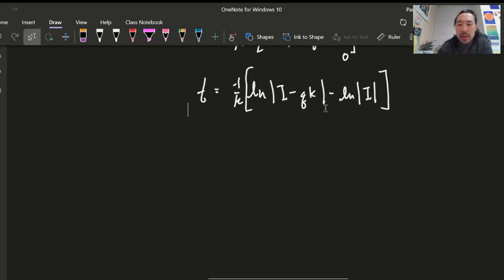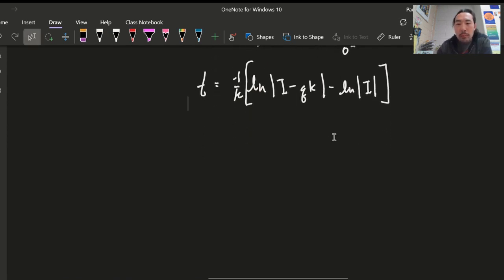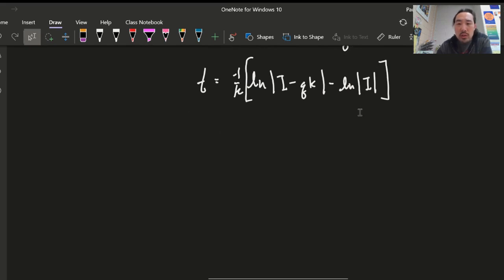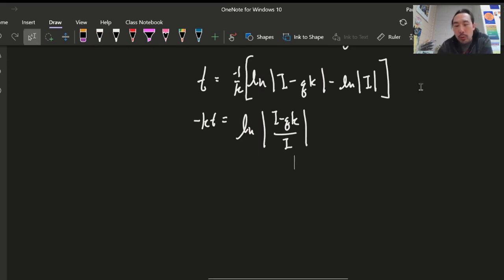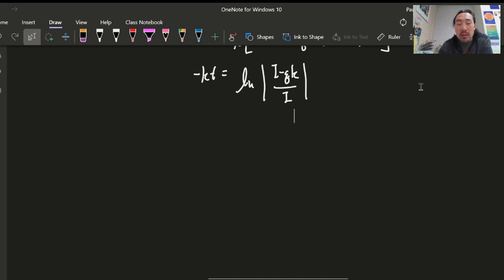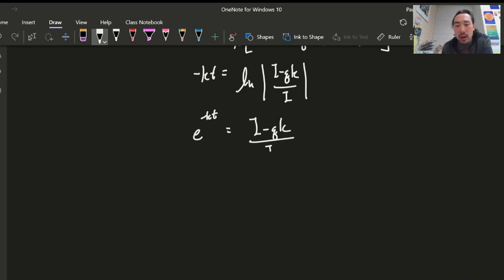All right, and so we have the natural log in my brackets there, and whenever you subtract two natural logs together, you're just dividing the natural logs. And so I'm going to do two steps in one. I'm going to get that negative 1 over k over on the negative side. So we get negative kt is equal to the natural log of I minus qk divided by I. All right, and so at this point, what I want to do is I want to raise everything with respect to e to get rid of that natural log. And so what ends up happening is we get e to the negative kt is equal to I minus qk over I.